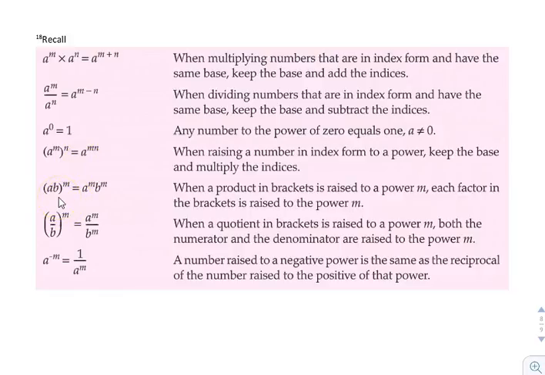In order to expand a bracket with an index outside and more than one term inside, what you can do is just multiply, or I suppose raise to the power. So in this particular case, a to the power of m and b to the power of m as well.